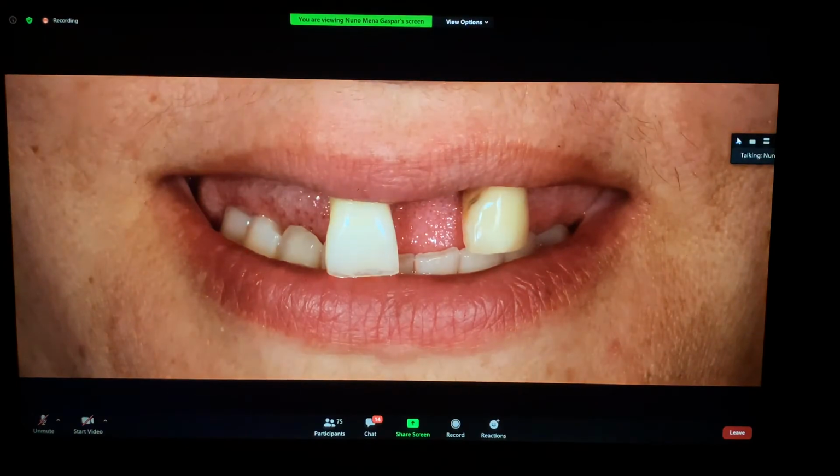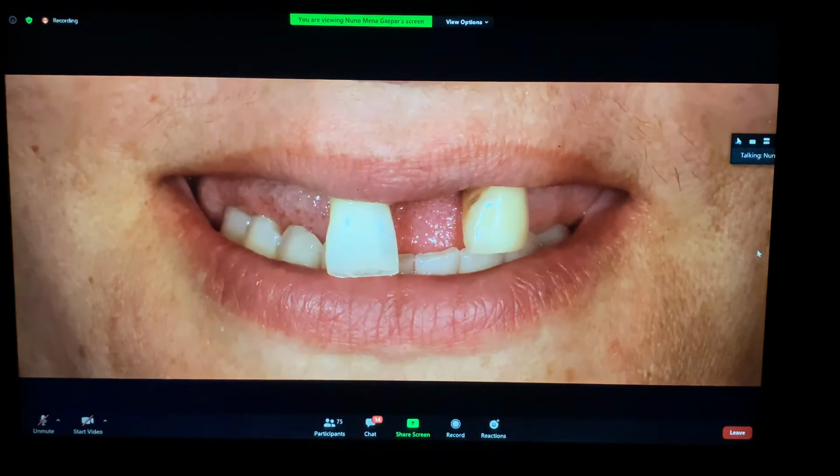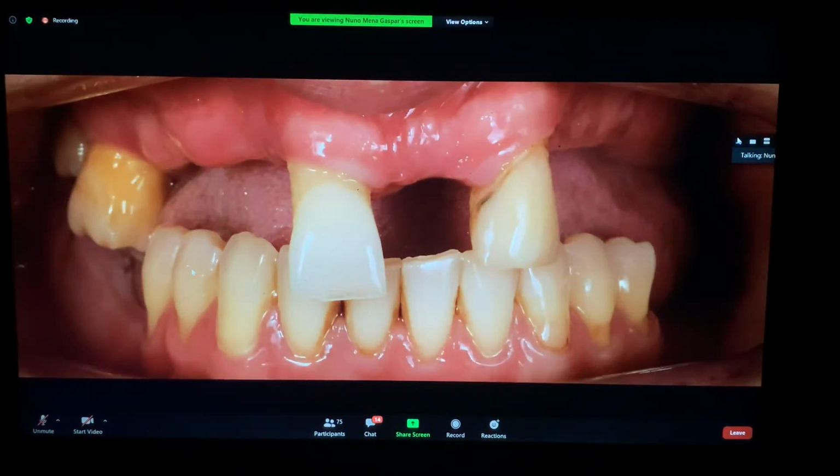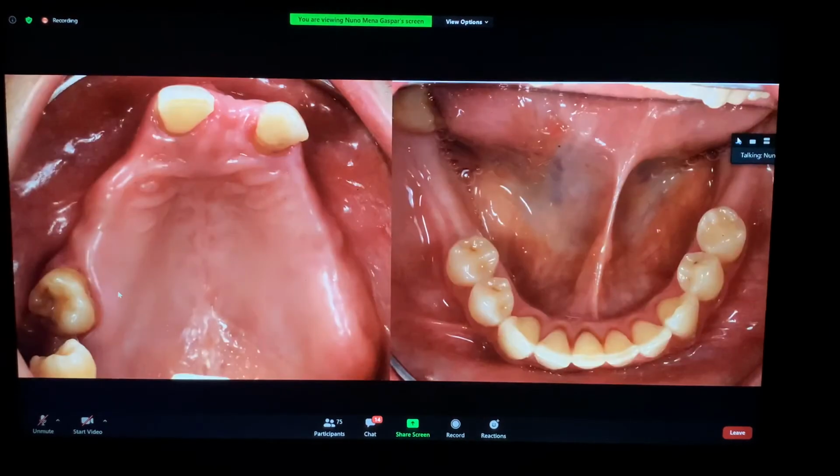She had these 4 teeth, and we planned to extract this and place 5 implants.